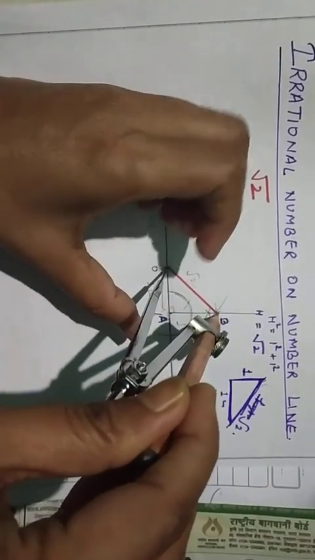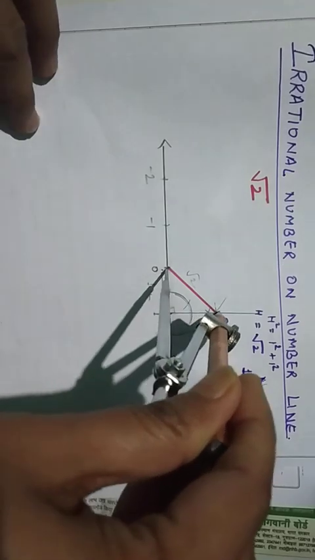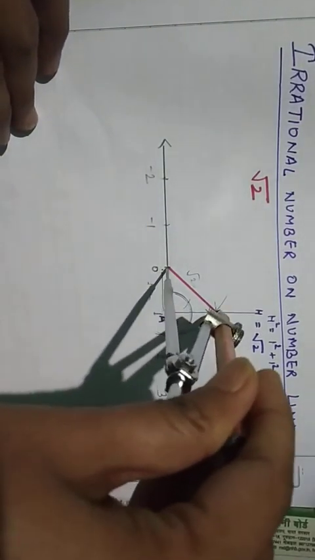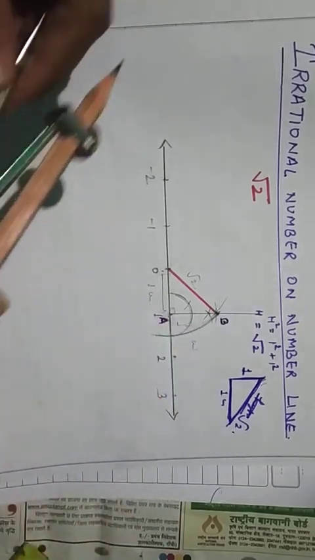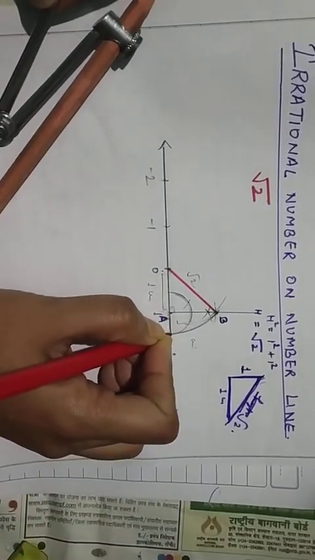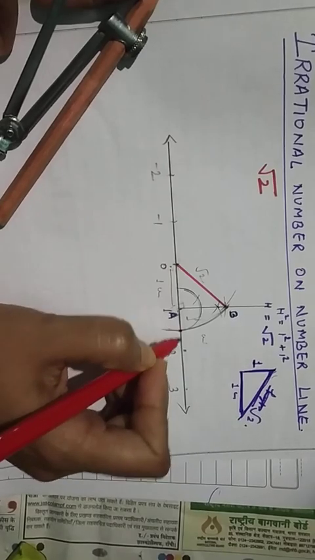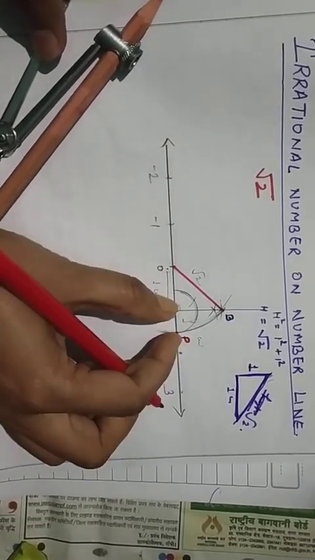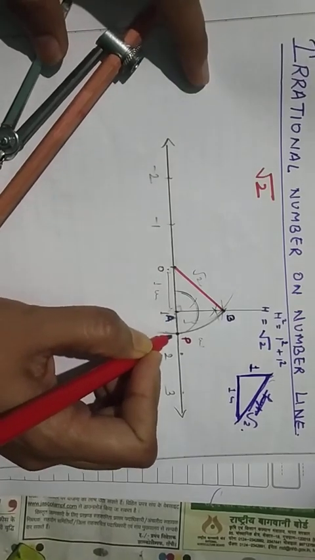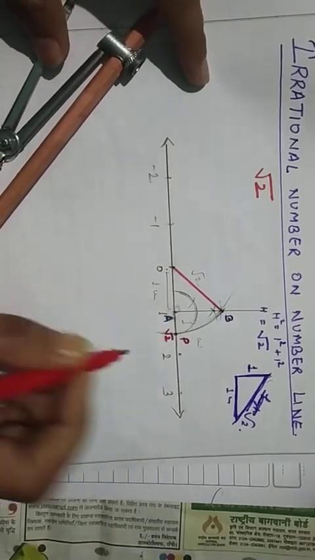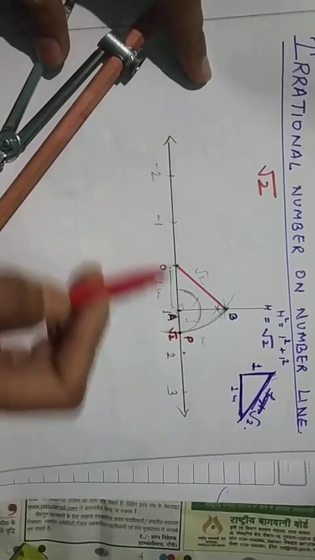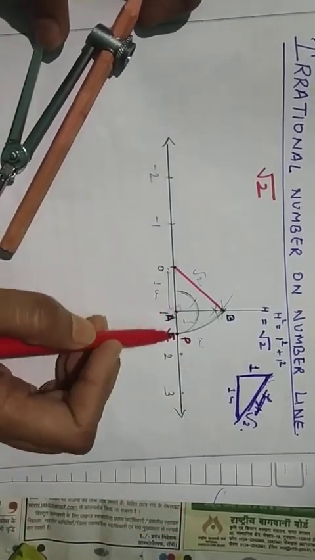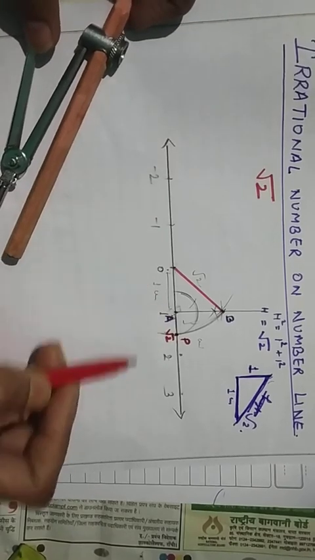This length is under root 2 and we are going to take it as a radius and draw an arc like this. Okay, and this is cutting on this number line at this point. And this point you take as point P. So A to P, this length is equal to under root 2. Means this point will be under root 2 on this number line. Under root 2 value is what? 1.41 something. So it will come between 1 and 2 here.